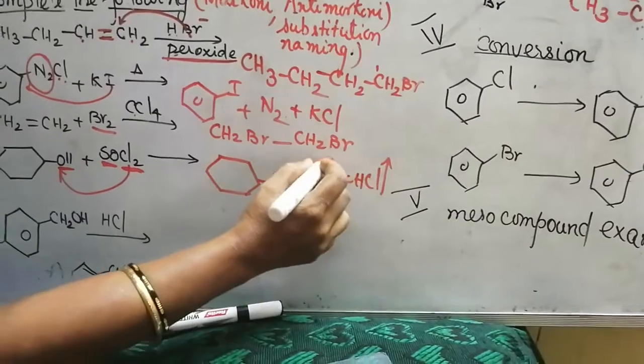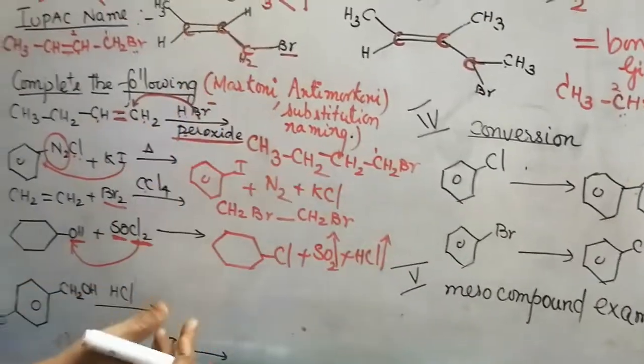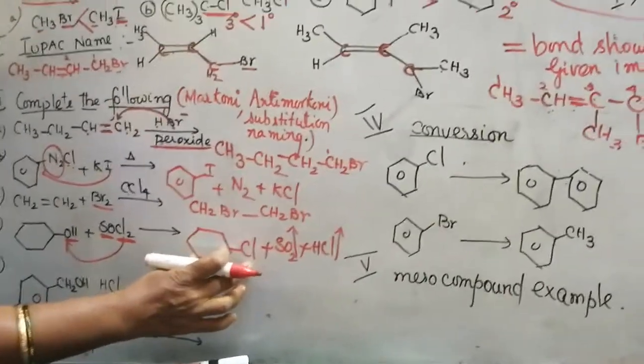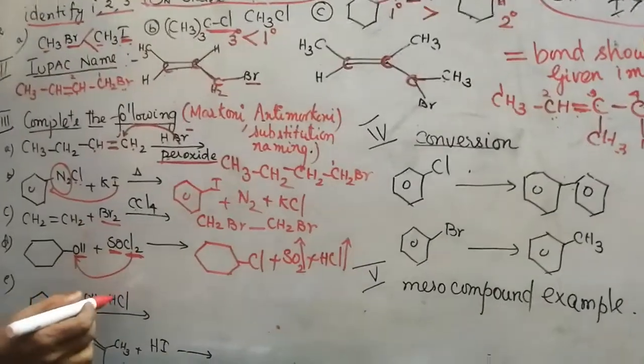This is the best method. Why? Both of the products are gases. They will be expelled out and you will get the main product. This is the Darzens method, which we have seen in the previous videos. Now again a substitution reaction.